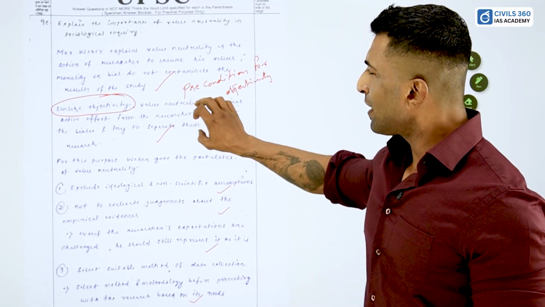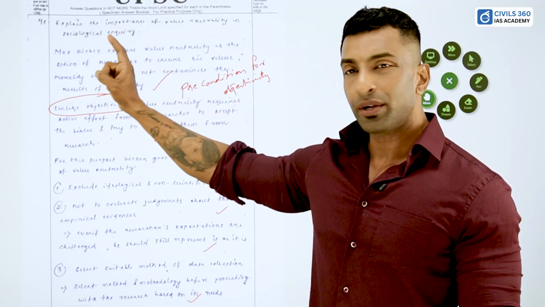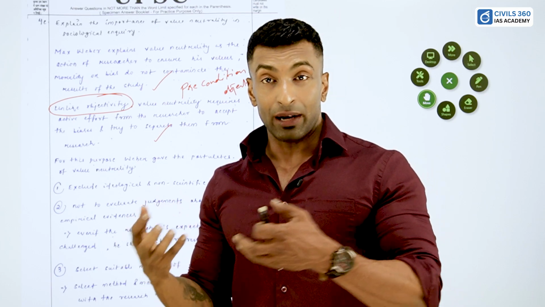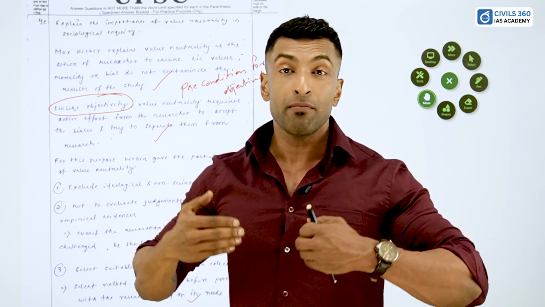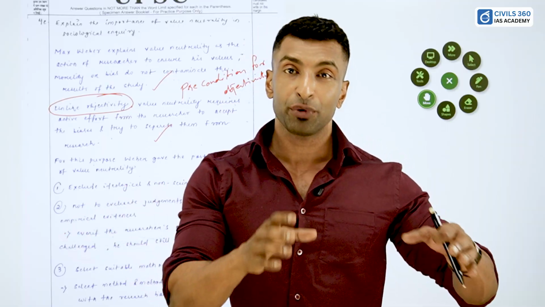Here it's a kind of repetition. Explain the importance of value neutrality in sociological inquiry. So here you need to again talk about objectivity, how objectivity is compromised, how values can affect social research, what is the importance of remaining value neutral, and value neutrality as a precondition to ensure objectivity.